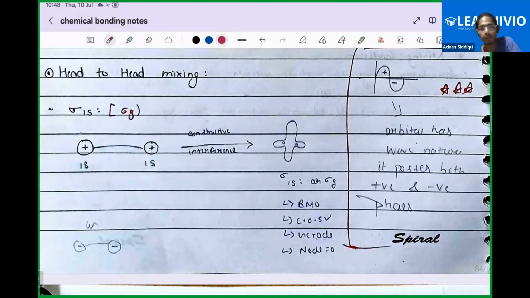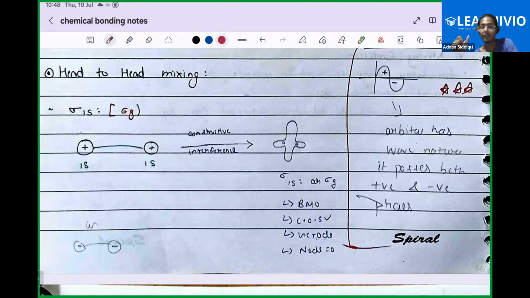This plus sign is representing the phase. Like the electron has a wave nature, right? And if it has a wave nature, it can exist in both quadrants. It could exist either in the plus quadrant or in the negative quadrant, right? When we are merging atomic orbitals, we are considering the electron to be in the plus quadrant.